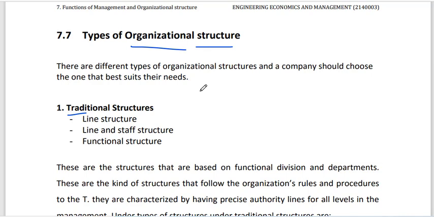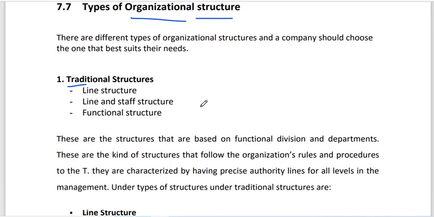The second structure is product structure and the third is matrix structure, in which also we have three different types. First of all, before starting that, I will quickly review the traditional structure so you can get a better idea or better revision of it: line structure, line and staff structure, and functional structure.